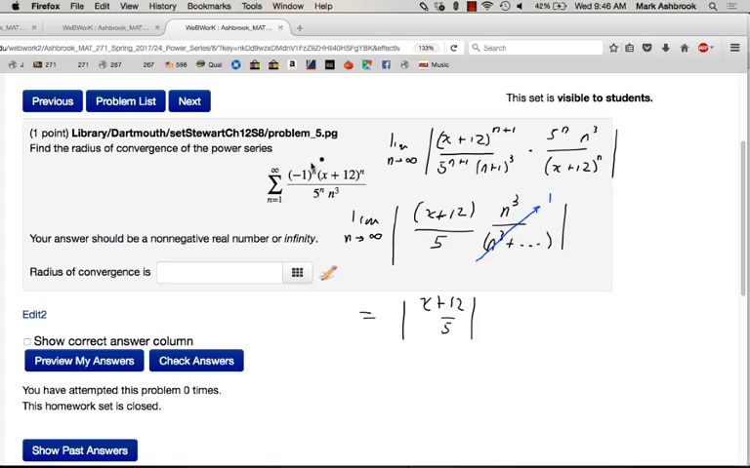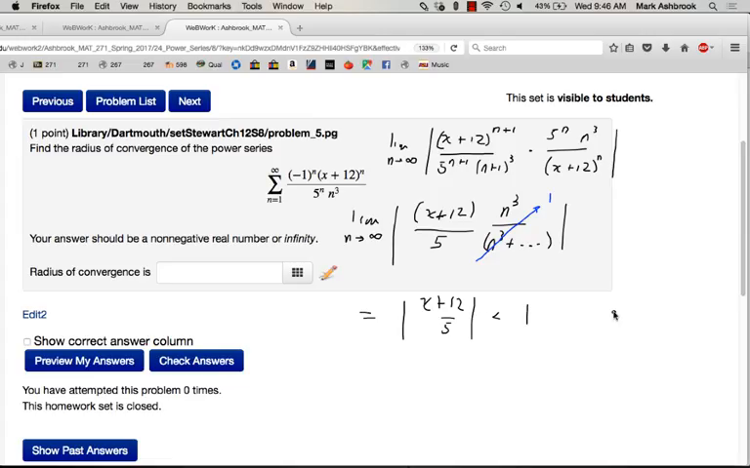In order for this series to converge, this limit has to be less than 1. So now we have to solve this for x. That thing has to be less than 1 for that series to converge absolutely. This will tell you what we're trying to figure out: what values of x will make this limit less than 1?